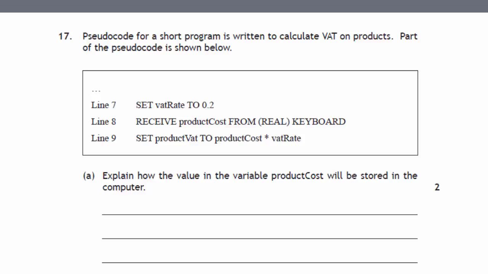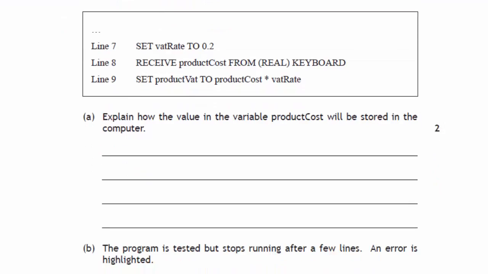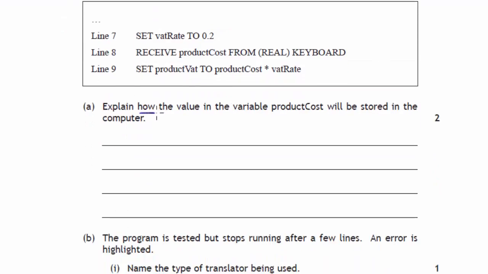Right, so here's question 17. The first question is asking you just how... Okay, so this is important. It's asking you, and that's important as well, how does the value in this variable product cost, how's it stored? So we look at it, and that tells you the data type.